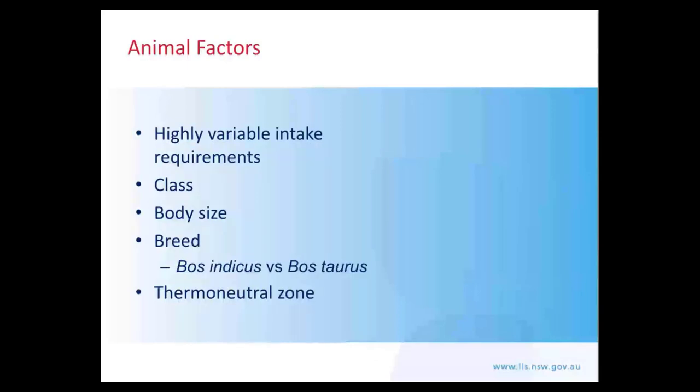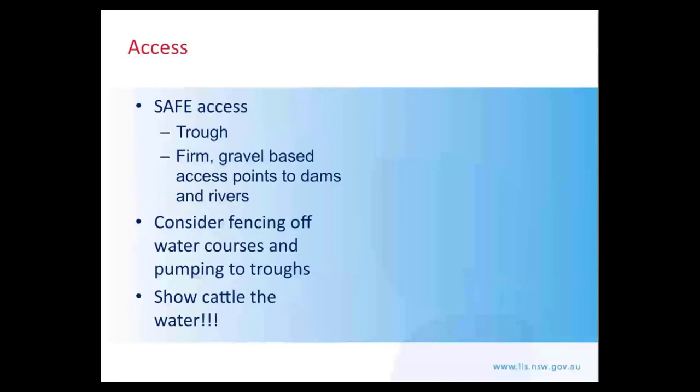I've already spoken about Brahmins needing a lot less water than the British breeds, and that's also related to their grazing pattern, because it tends to be more nocturnal than the British breeds, which will spread their grazing over the course of the day. The other important aspect, of course, is class, because if a cow's lactating, be it a dairy cow or a cow with calf afoot, they're going to need a lot more water.